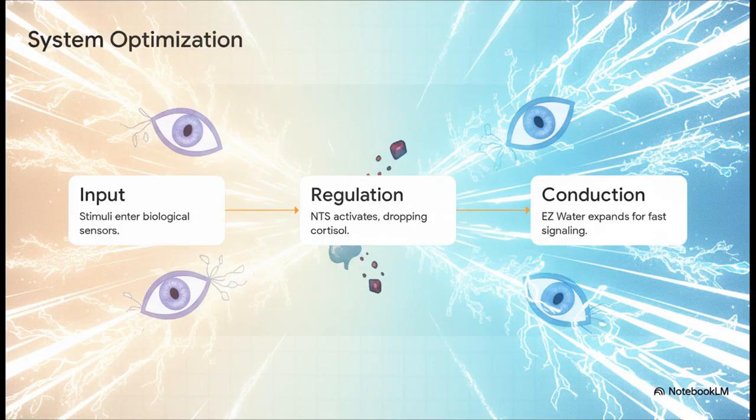So let's look at how this builds into a step-by-step cascade. When the biosoftware receives a harmonious input, be it acoustic or photonic, the nucleus tractus solitarius activates. This essentially puts the brakes on the stress axis, meaning your cortisol just plummets. Right after that, the structured water in your fascia expands, triggering a semiconducting state that allows for ultra-fast biological signaling. This is literally your system optimizing itself in real time.